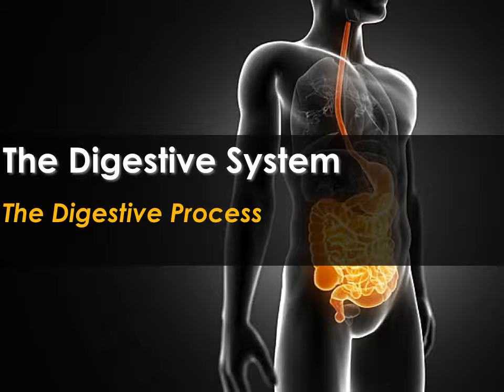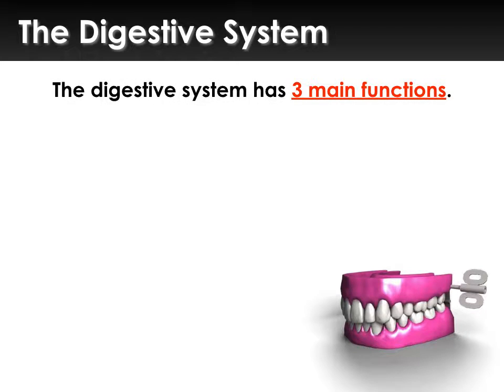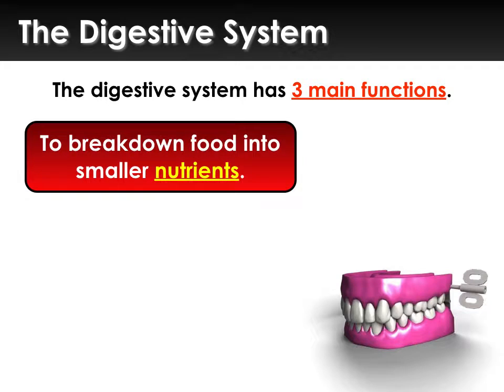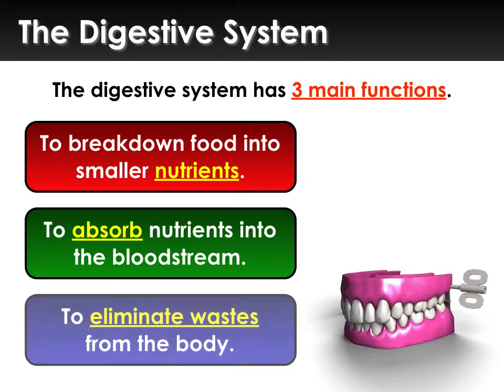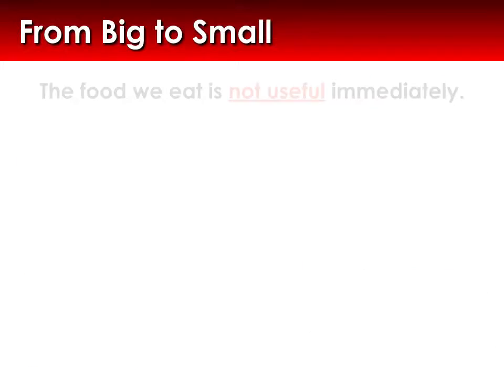The following lecture is on the digestive system, and I will be specifically focusing on the process of digestion. The digestive system has three main functions. The first is to break food down into smaller nutrients. It also absorbs nutrients into the bloodstream and eliminates waste from the body.